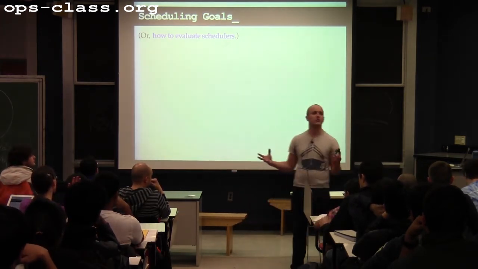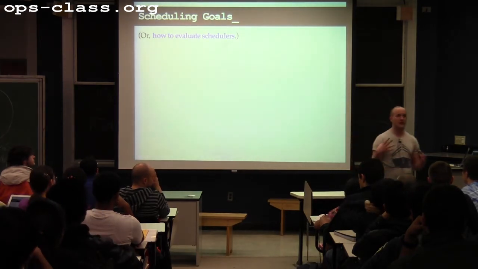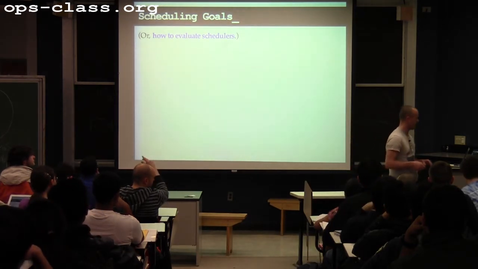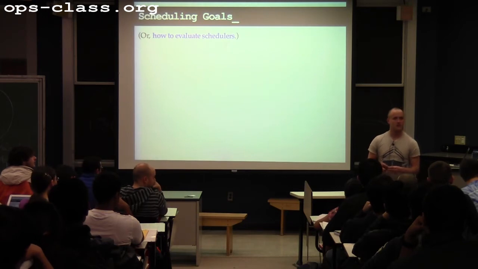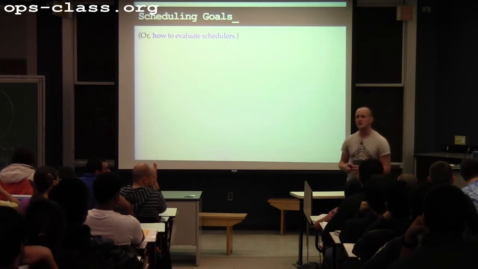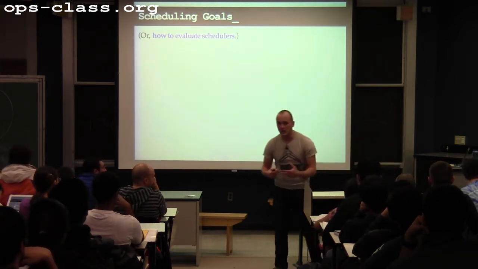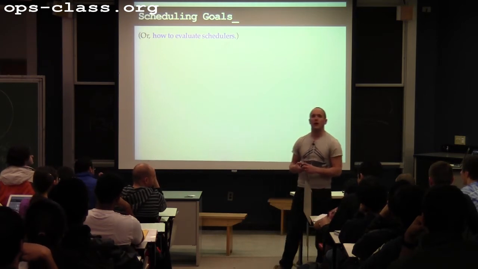Say I have a lot of work to do, right? What would the scheduler like to make sure happens? Yeah, James. Throughput. Yeah, so I want to make sure a lot's getting done. And frequently that means what?